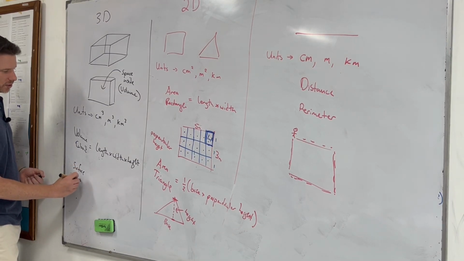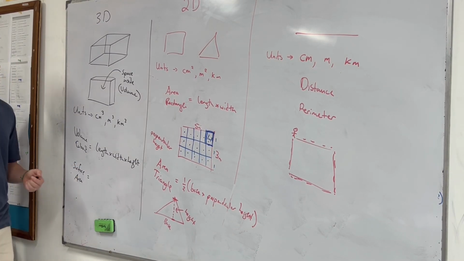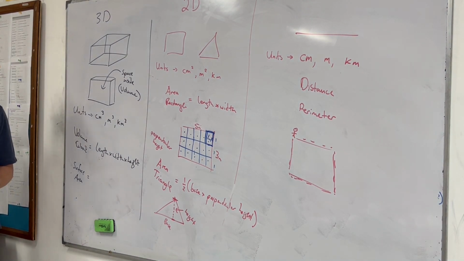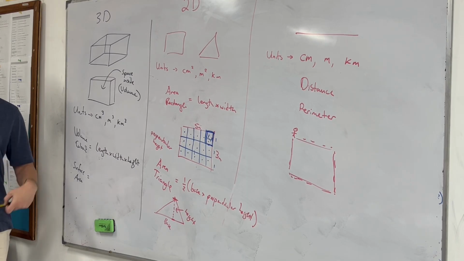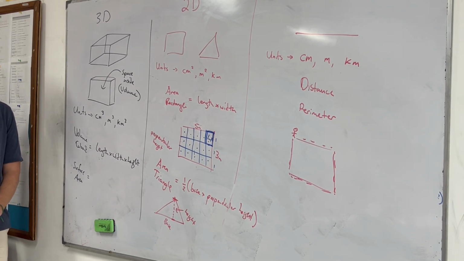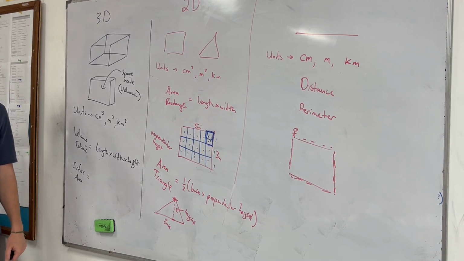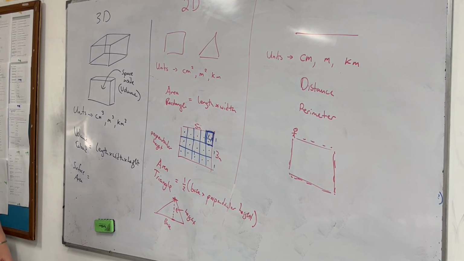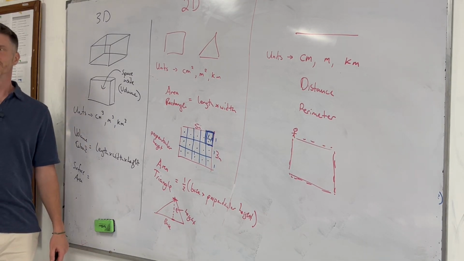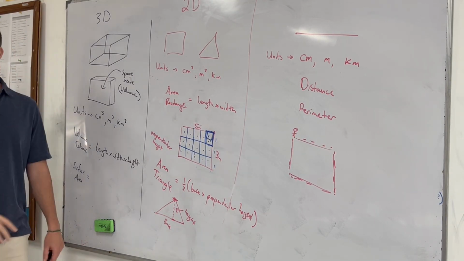So what is a surface area? A surface area is if I went to paint the outside of this, how much surface would I have to paint? No, that's the volume. If I wanted to fill the room with paint, that's different from if I just want to paint the outside. Volume would be filling the room with paint. Surface area is I just want to paint the walls.